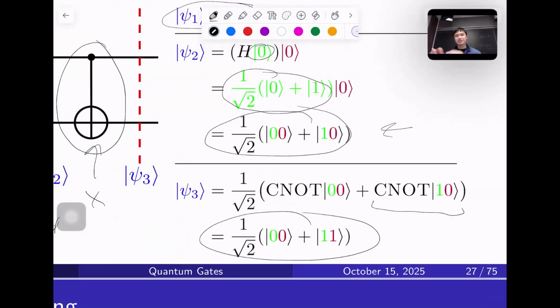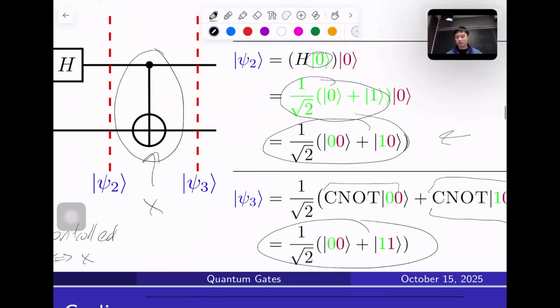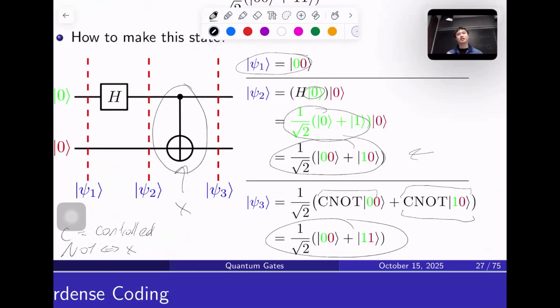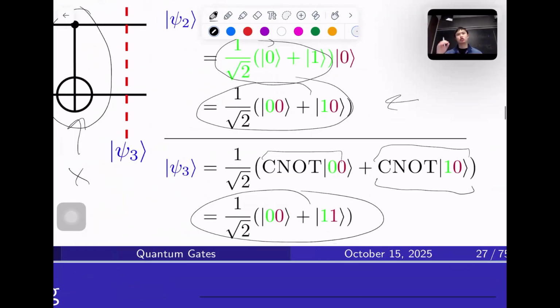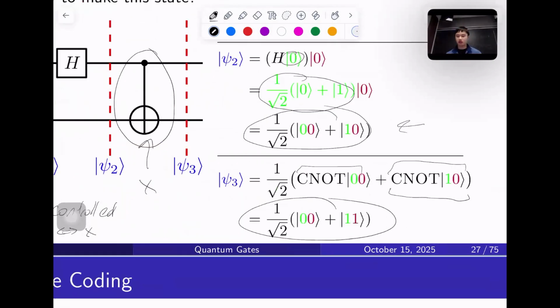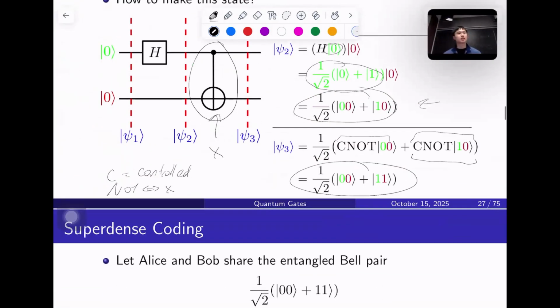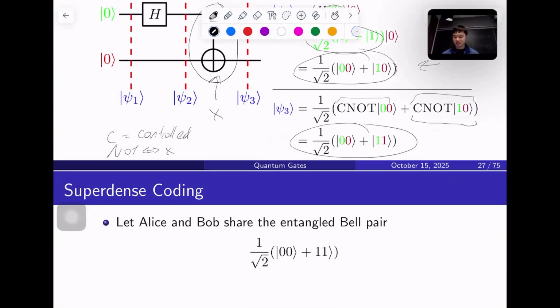And so to make that concrete, when I apply the C-NOT to this state, this psi2, it basically distributes. So I'm going to have C-NOT acting on 0, 0 and C-NOT acting on 1, 0. Remember that the control is the green bit and the target is the red bit. In the first case we don't do anything because the control bit is 0. In the second case, the control bit is 1, so we flip the second one. Okay, so this is how we construct the Bell state, as this is called.